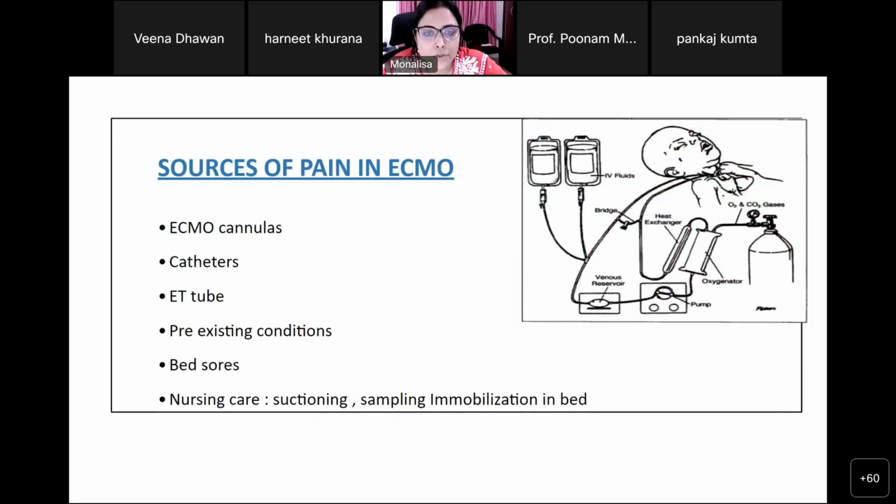So what are the sources of pain in ECMO? These big fat cannulas which are inserted, there might be 21 French to 27 French. So that can be a source of pain in ECMO. A lot of catheters which are put in the patient, as you can see, can be a source of pain. ET tube, pre-existing patient conditions, bed sores, nursing care, suctioning, frequent sampling, immobilization in bed. So all these can be sources of pain in ECMO.